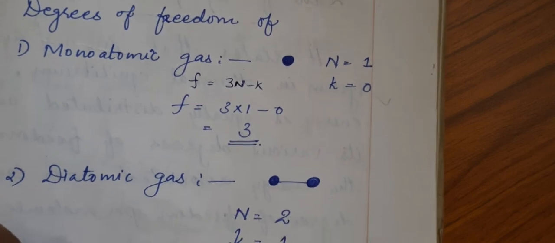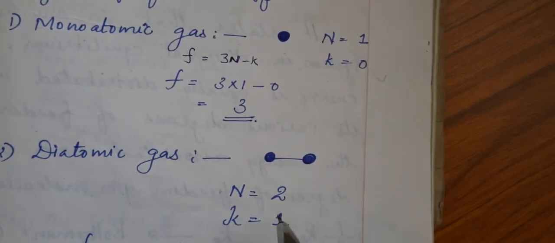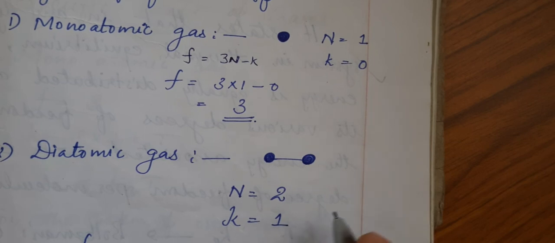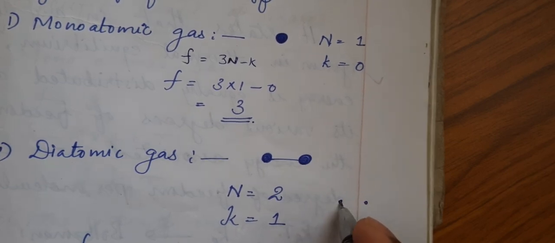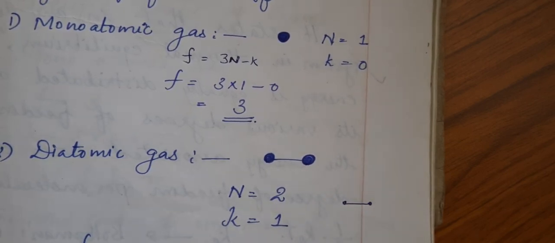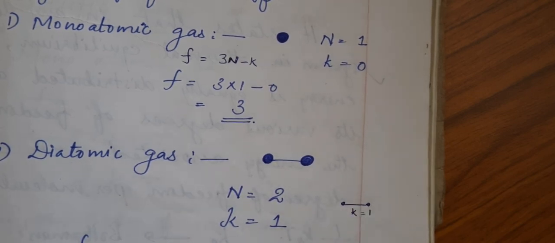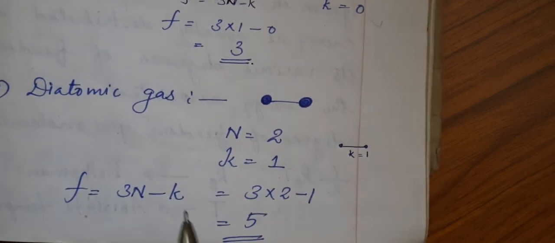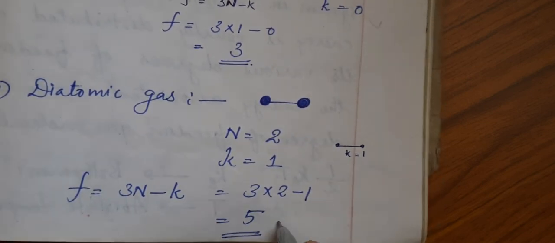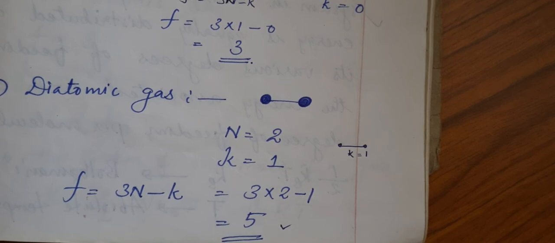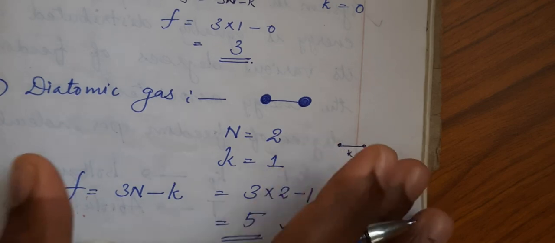But if it's a diatomic gas, n is 2, but a diatomic gas means the atoms are bound by a line, at least a line I can say. So in that case there is one constraint, k is equal to 1. If I put this in the equation, I say it has 5 independent directions in which it can move. In 5 different ways it is free. Its movement is free over 5 different ways. So that's the concept of degrees of freedom.